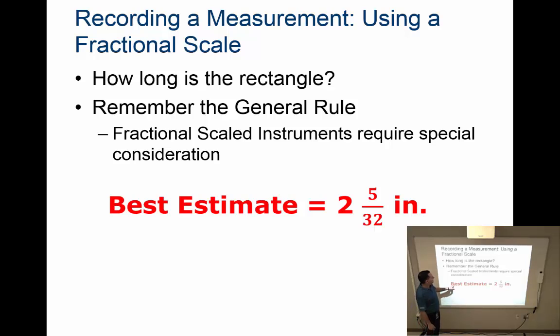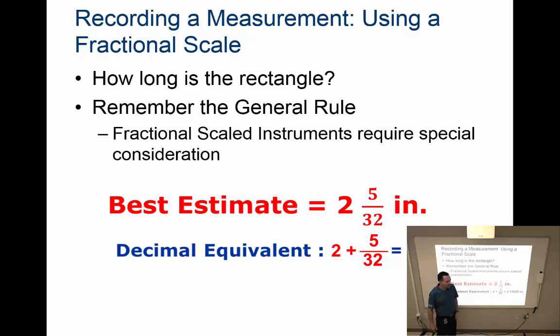Okay, so our best estimate using our fractional scale instrument is 2 and 5/32 for the length of that rectangle. In order to start thinking about significant digits, I have to convert this to a decimal. So I take 5 divided by 32, and I get 2.15625.